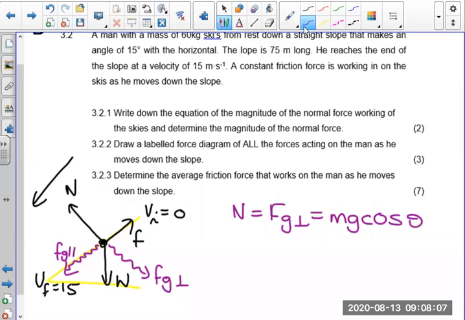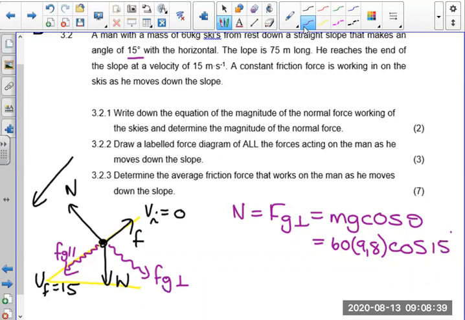So now, when we substitute in what we need to substitute in here, we're going to do the following. We're going to say the mass of this person is 60 kilograms times the 9,8 times cos, and they said the slope makes an angle of 15 degrees with the horizontal. So that's the angle that we're going to use, which is the 15 there.